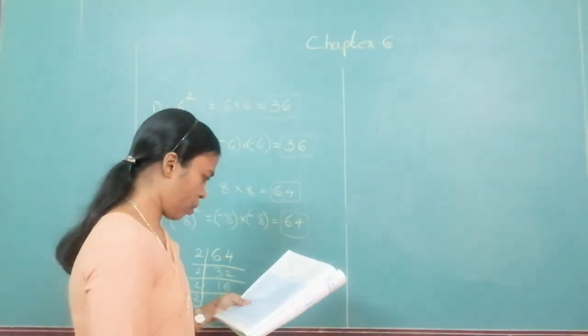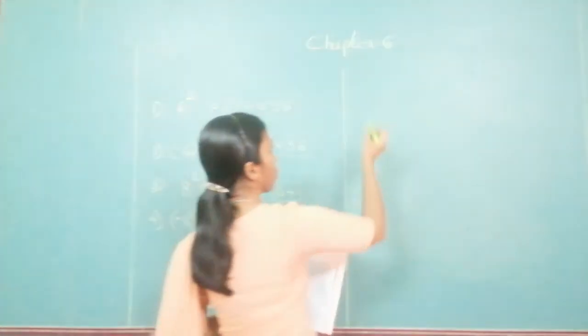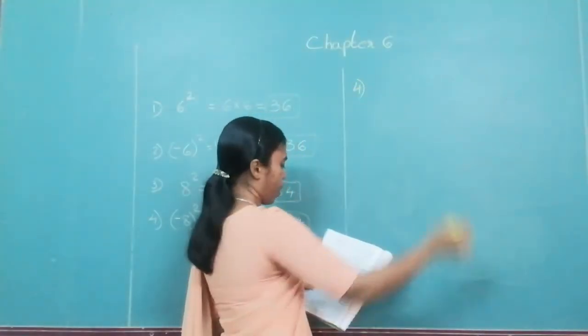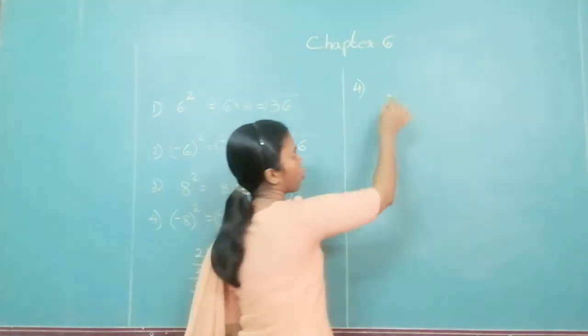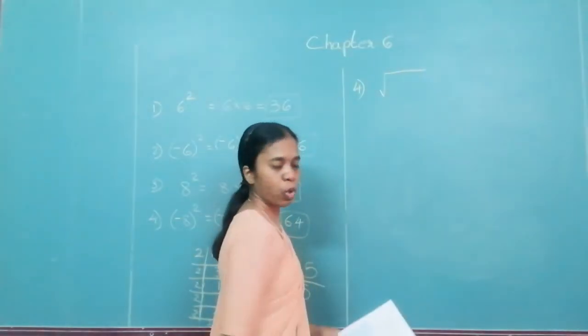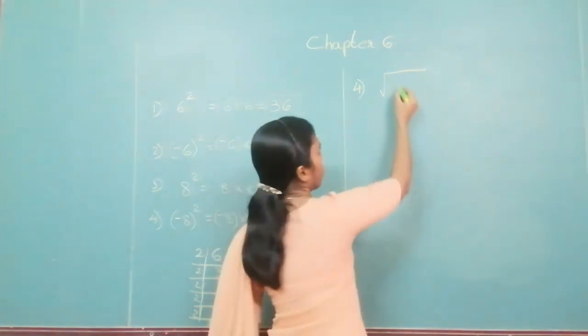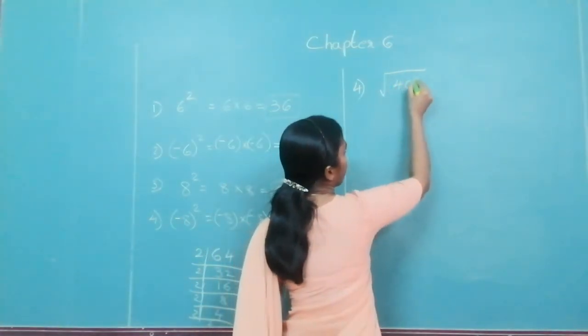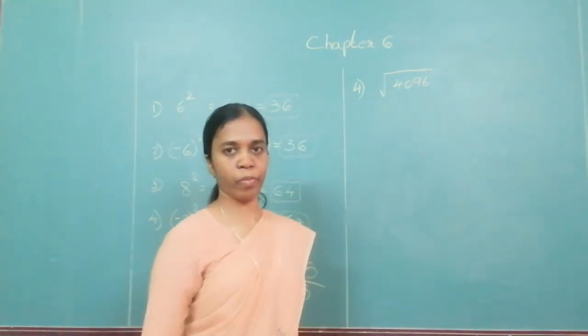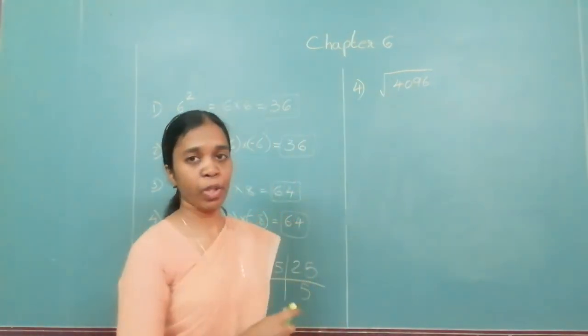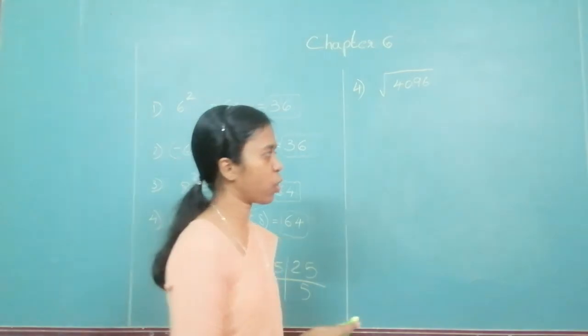Find the square root. We will take that question number 4. Okay. Now we are told to find the square root. So first put it in the symbol form. Square root of 4096. Okay. Now first we have to find the prime factors of it.